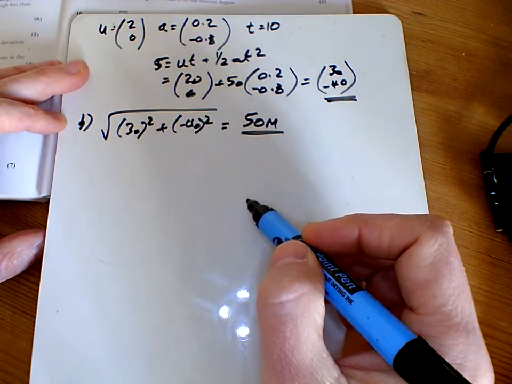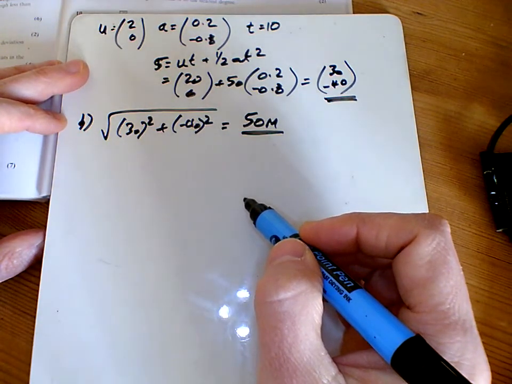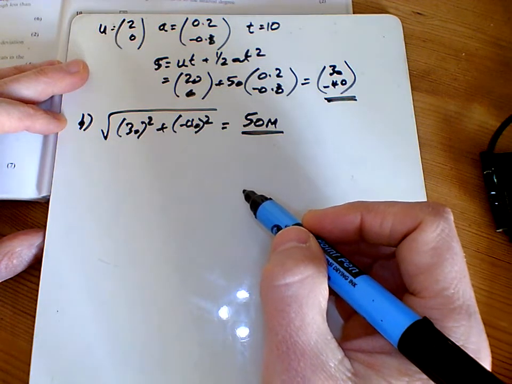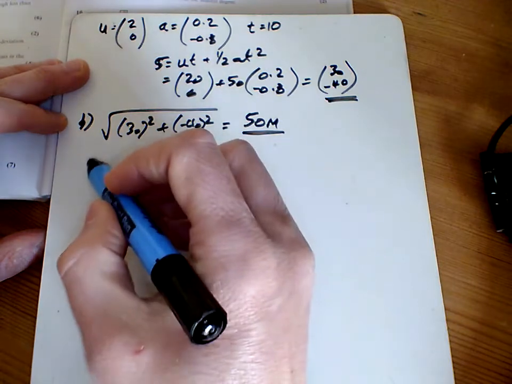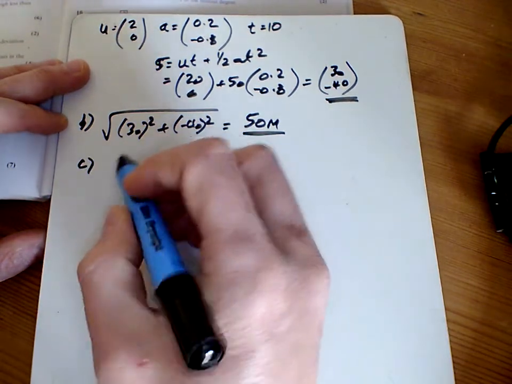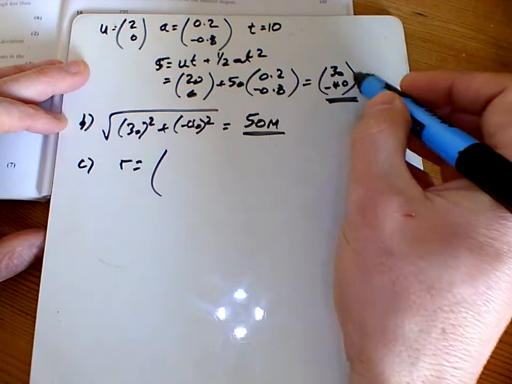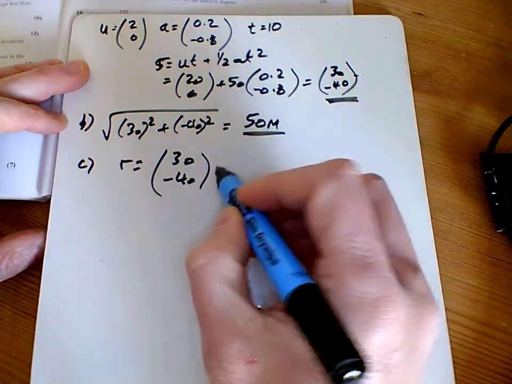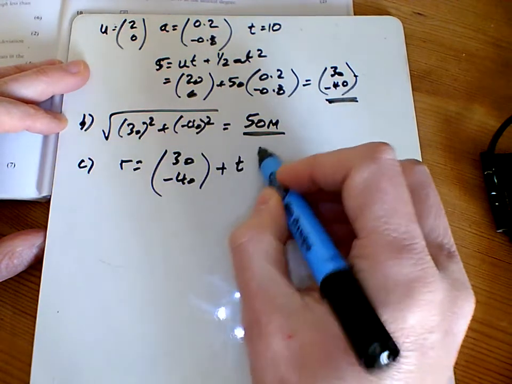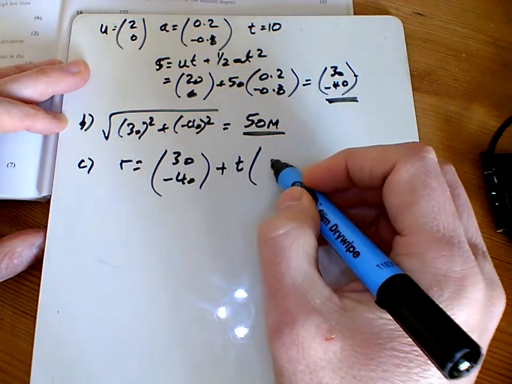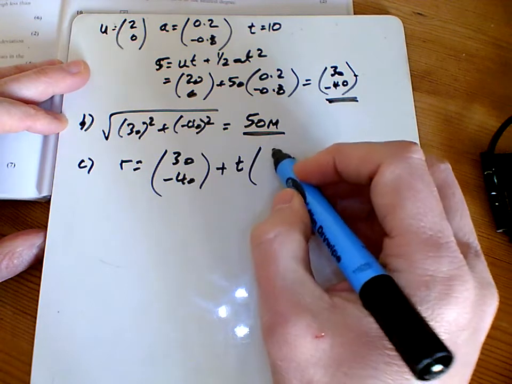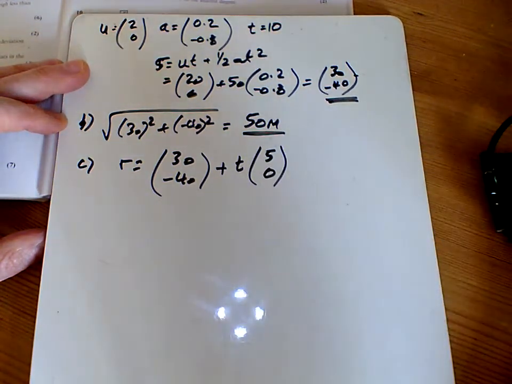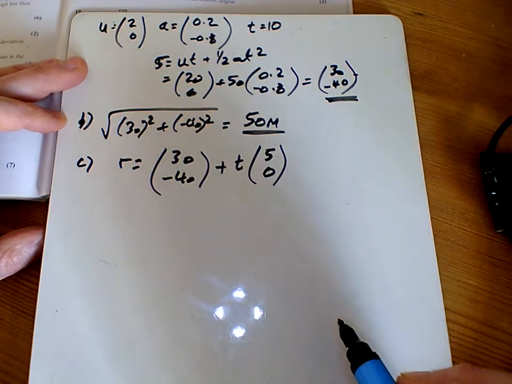Now, after a further 10 seconds, he stops accelerating and starts heading east at a constant speed. So our position now is the one where we were a second ago, (30, -40), plus how long are we going for? And we're going east now, east at 5 meters a second. And so this is our position vector at any time as we go on.